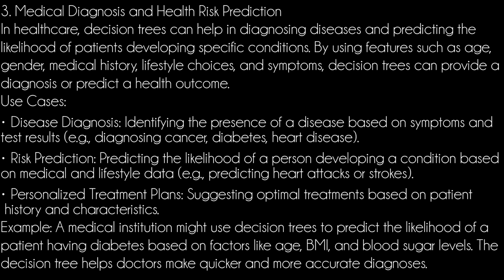Example, a medical institution might use decision trees to predict the likelihood of a patient having diabetes based on factors like age, BMI, and blood sugar levels. The decision tree helps doctors make quicker and more accurate diagnoses.